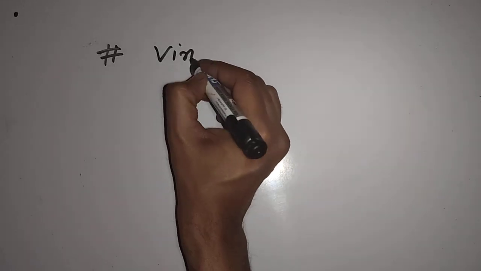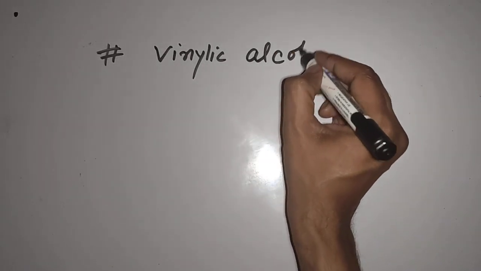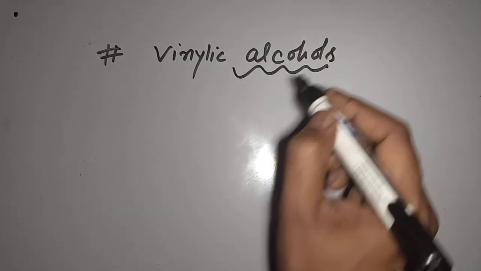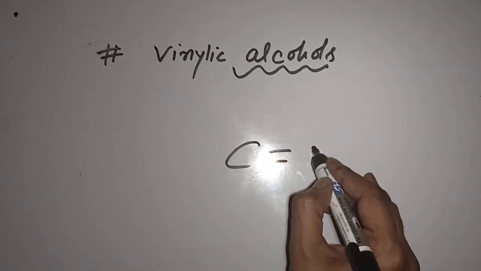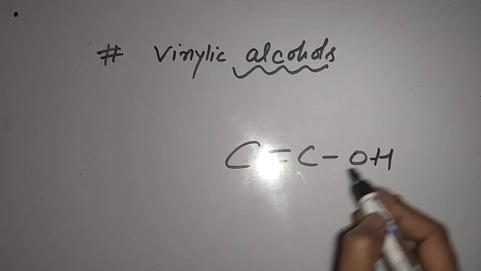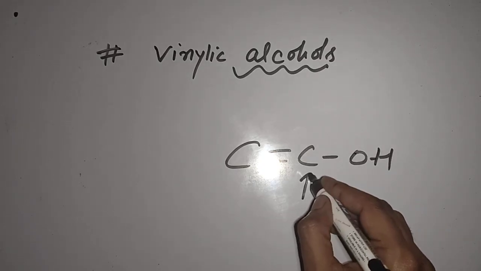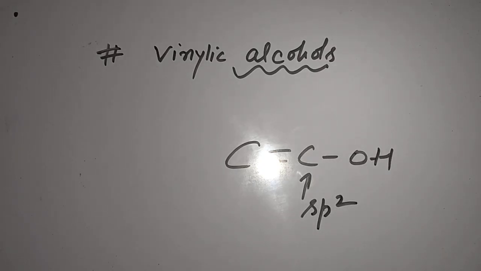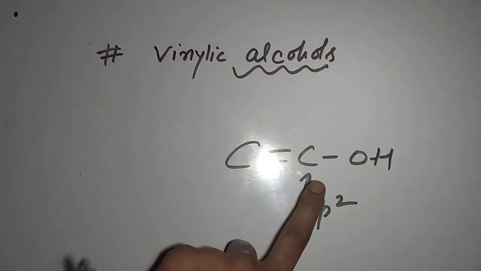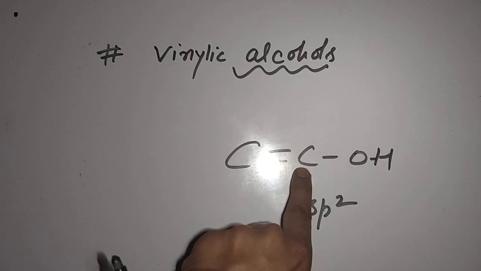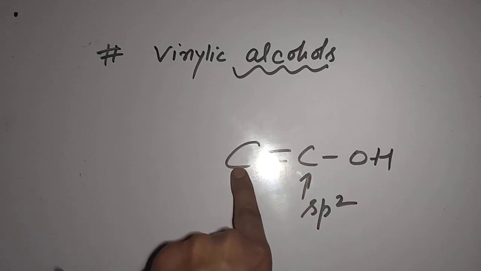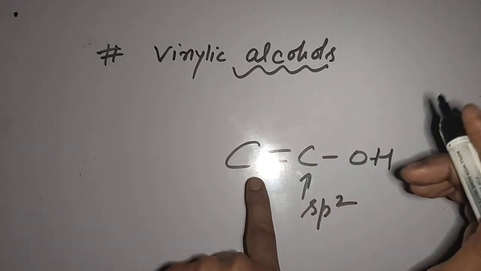Next and last, vinylic alcohols. If the OH group is connected with a doubly bonded carbon whose hybridization obviously will be sp2, this is vinylic alcohol. Now, what is the degree of this vinylic alcohol? This carbon whose hybridization is sp2 is connected with one carbon, so it's a 1 degree vinylic alcohol.